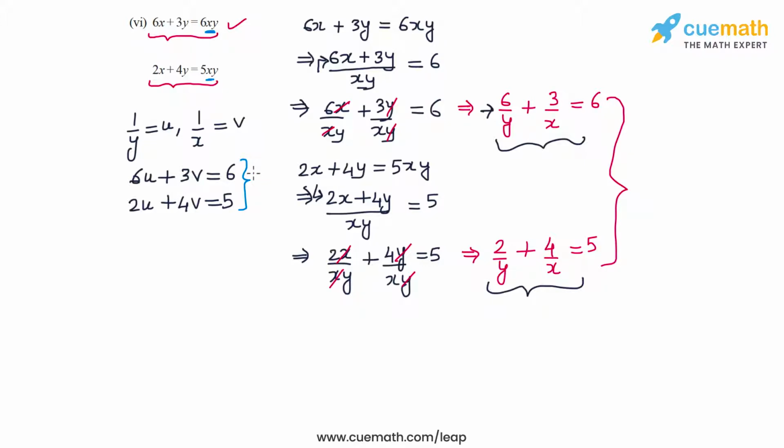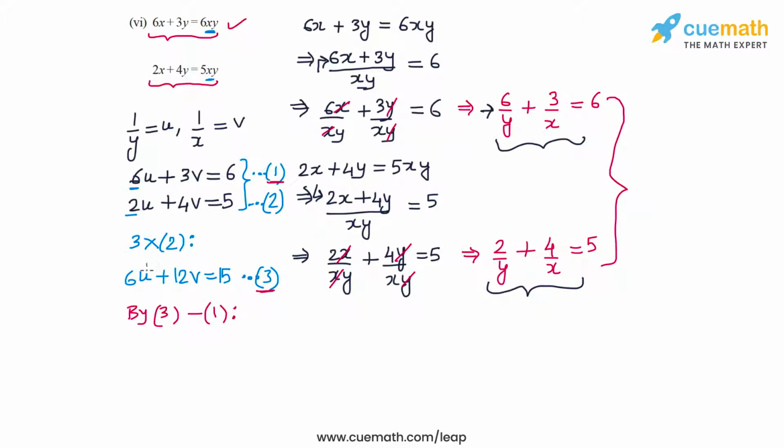Let's use elimination to solve this pair. So let's call this equation 1 and let's call this equation 2. The coefficient of u in the first equation is 6 and in the second equation is 2. So let me multiply the second equation by 3 so that the coefficients of u become equal. So 3 times the second equation gives me 6u plus 12v equal to 15, and let's call this equation 3. And now I can subtract 3 and 1.